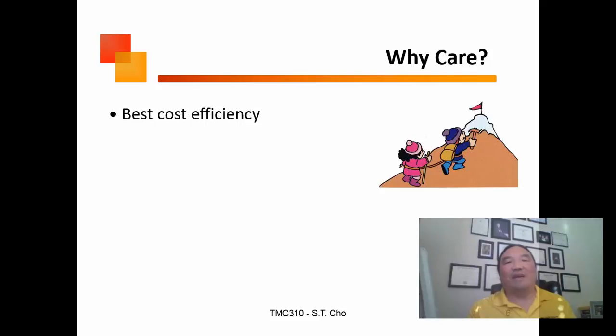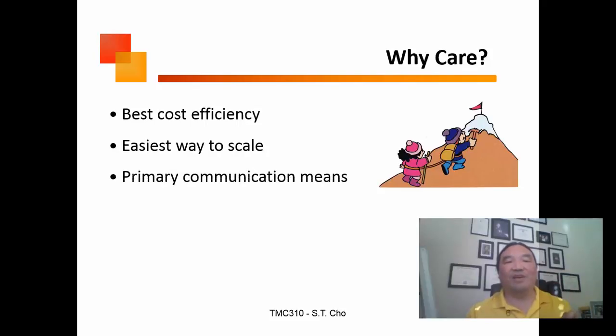Why should I even care about digital marketing? The thing is, you talk to old sales guys who say, no, it's about looking them in the eye and shoe leather. The thing is, digital marketing gets you the best cost efficiency. It's the easiest way to scale. That's probably fundamentally one of the biggest reasons why you have to do digital marketing. For those of you who take entrepreneurship with me, we will talk about how you have to have a digital strategy. It's fundamental now.